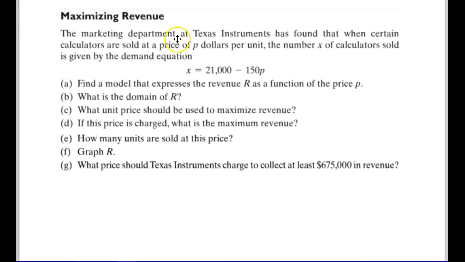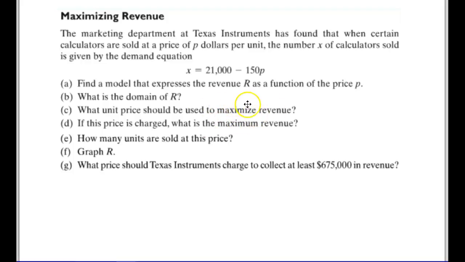So the marketing department at TI has found that when certain calculators are sold at a price P dollars per unit, the number X of calculators sold is given by this demand equation. Okay, so first we have to find a model that expresses the revenue as a function of that price. Then figure out what the domain is. Tell me what we're using to maximize.